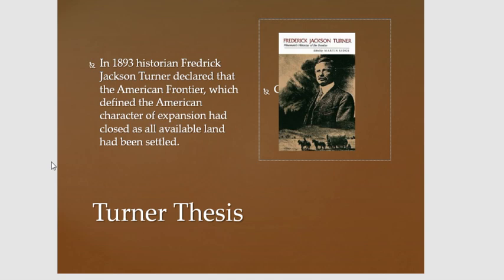It's kind of like that thing you always want, and you're working and worrying so much about getting it that when you finally get it, you don't know what to do. Turner basically said that with the closing of the American frontier, there was a loss of some piece of American identity, because America was always expanding, and now it's not going to need to expand anymore.